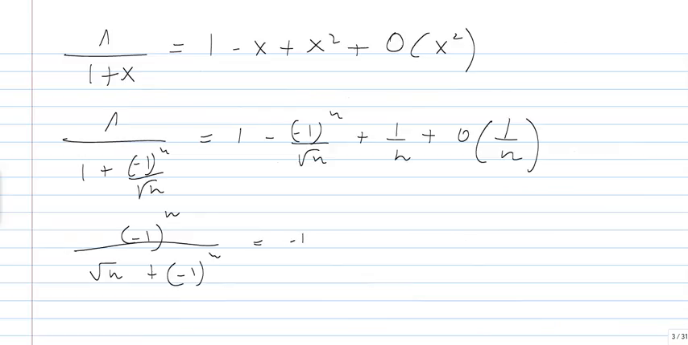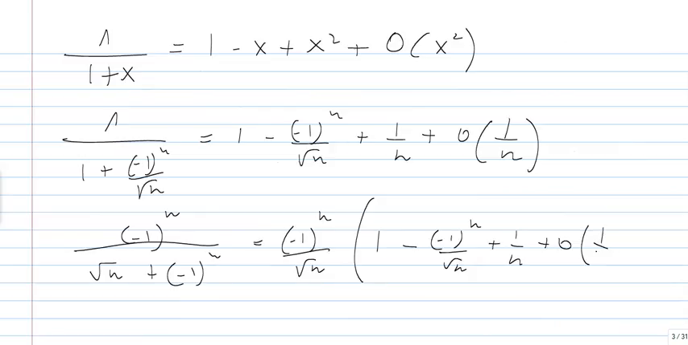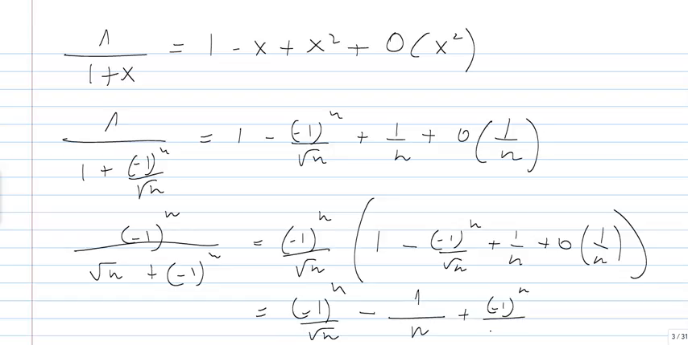So we'll get (-1)^n over square root of n, times 1 minus (-1)^n over square root of n, 1 over n of 1 over n, which gives us (-1)^n over square root of n, minus 1 over n, plus (-1)^n over n square root of n, plus O of 1 over n square root of n.